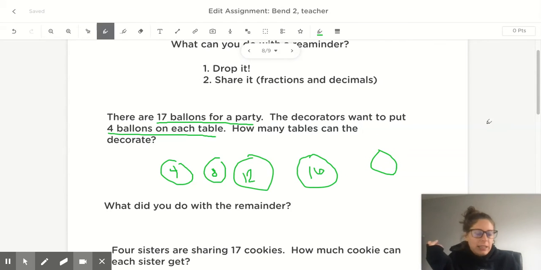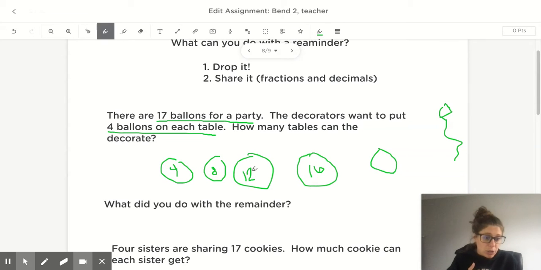I can't split that balloon between the 4 tables because if it's a balloon and I try and split it, it pops. So I'm just going to leave that balloon over here. I leave it somewhere else. So I just kind of drop the remainder. I ignore the remainder in this case because I can't share it. I can't do something with it like split it. I can't add it. I just don't need it. So I'm just going to ignore it.